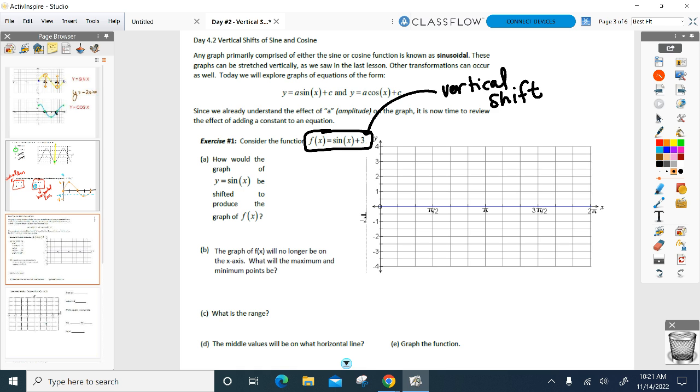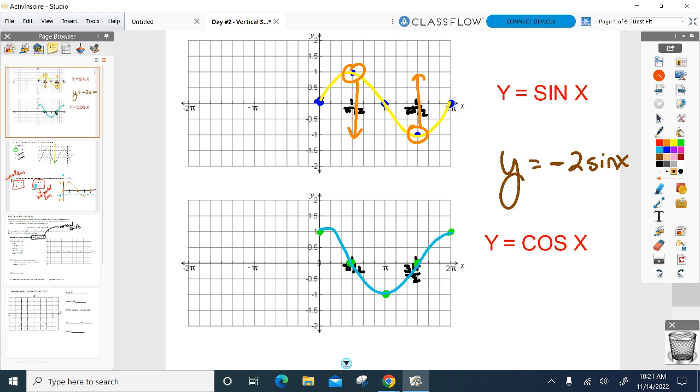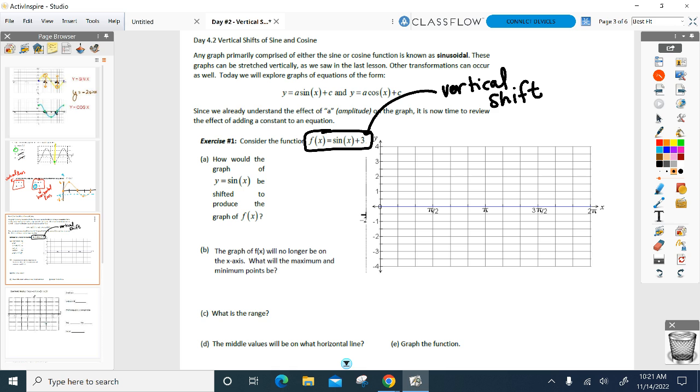So every single point on this sine curve is going to get moved up 3. But we'll graph that at the end. So how would the graph be affected? It's going to go up 3 units. If it was minus, I'd go down.